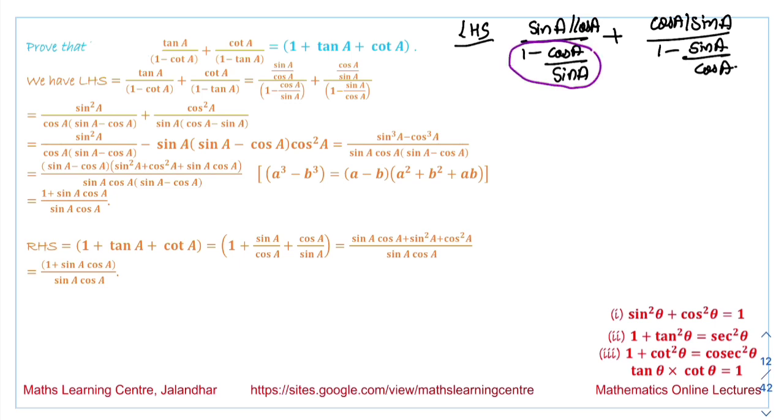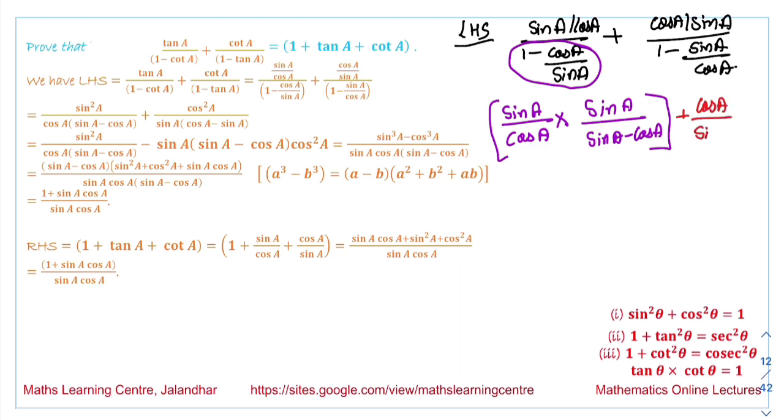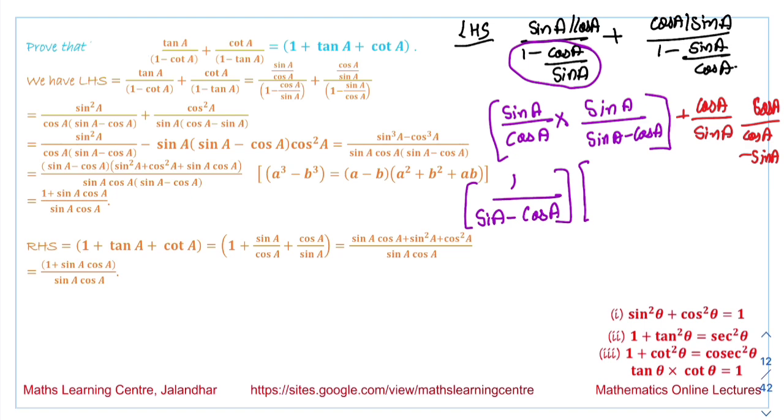Now in this denominator part, if we take the LCM, we get sin A over cos A into sin A over sin A minus cos A. And the second we are writing is cos A over sin A into cos A over cos A minus sin A. So from these two terms, if we take 1 over sin A minus cos A common from both, from the first we get sin square A over cos A. We have taken sin A minus cos A common, so it is cos A minus sin A.